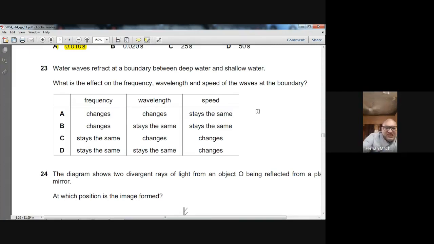So when the water waves enter from deep water into shallow water, the frequency remains the same, the wavelength decreases, and the speed will also decrease. So frequency unchanged, wavelength decrease, speed decrease. So I think C is the right choice. Question number 23, C is the right choice.